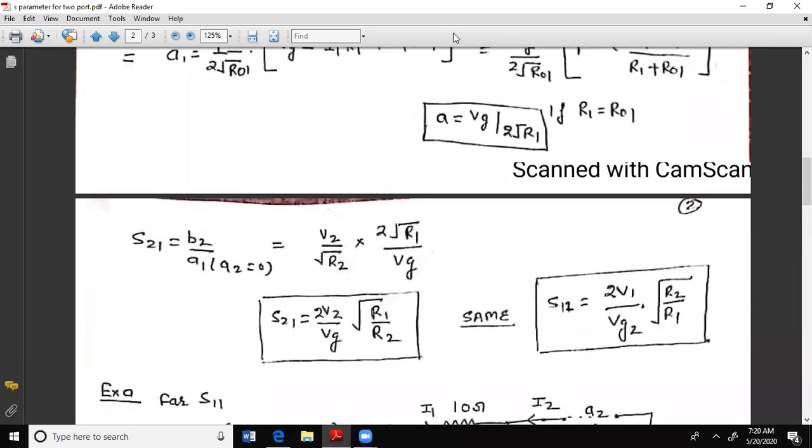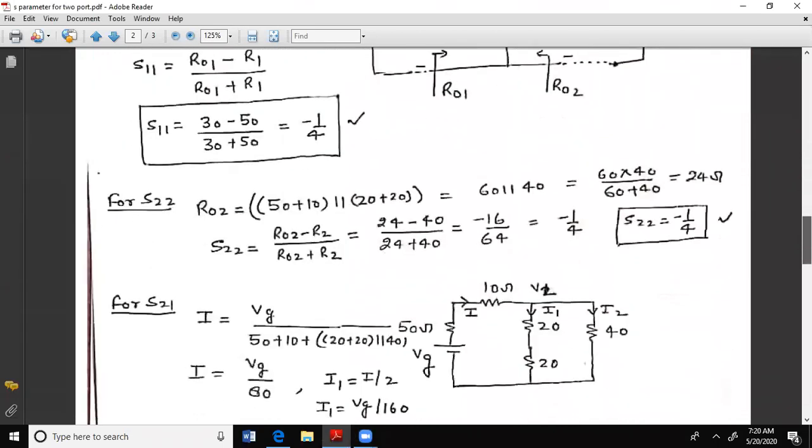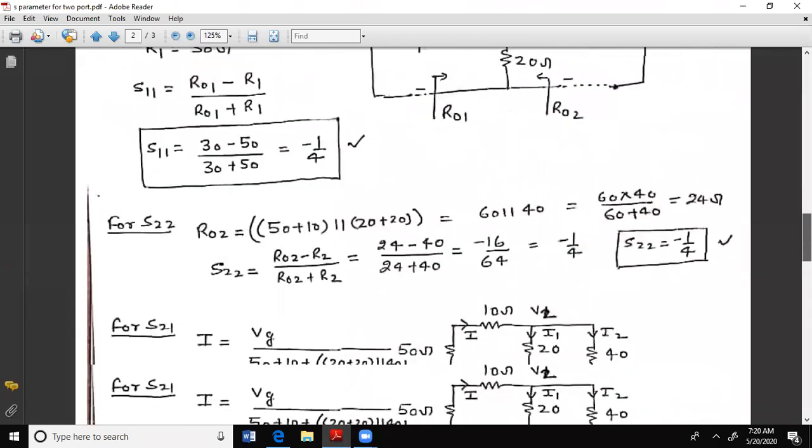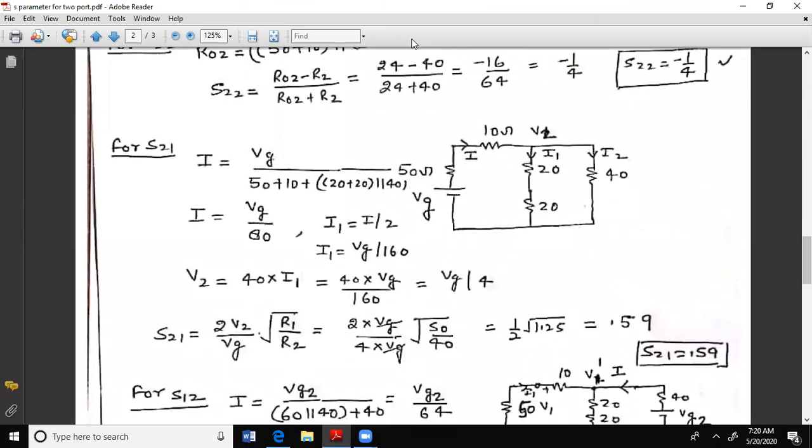S21 value is equivalent to 2V2 by Vg root R1 by R2. So we take the input source Vg and calculate the value of V2. Then put in this formula, and find the value of S21. Okay, so just forward my slide. See S21.